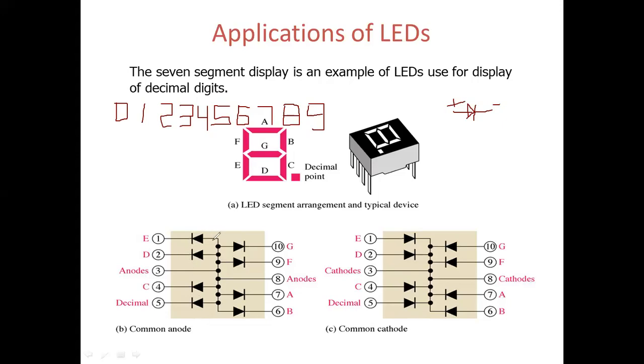This is the anode. Here all anodes are connected to one line. We can give the positive supply to the anode, and all the cathodes we can give the negative supply. So all the diodes are forward biased.